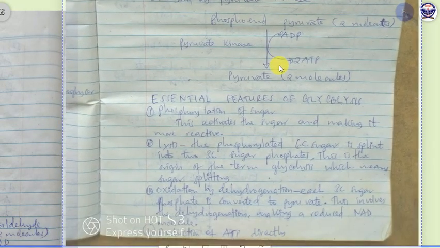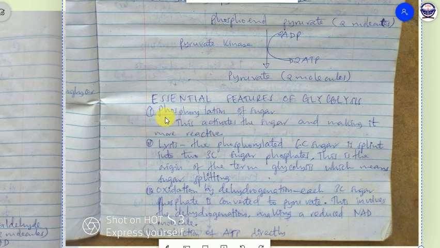So if we are looking at the essential features of glycolysis, first is the phosphorylation of sugar. This activates sugar and makes it more reactive. The second feature of glycolysis is lysis. The phosphorylated 6-carbon sugar is split into 3-carbon sugar phosphate. This is the origin of the term glycolysis, which means sugar splitting. And the third feature of glycolysis is oxidation by dehydrogenation in the sixth step, but also other processes which are dephosphorylation and the formation of ATP.